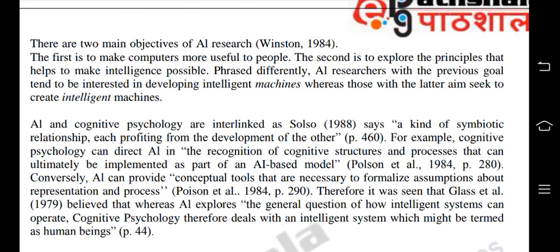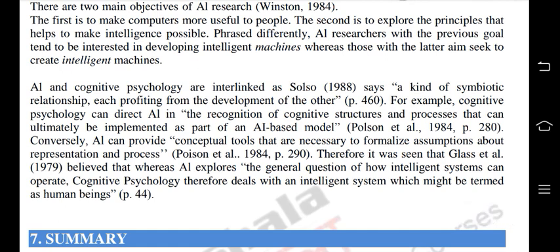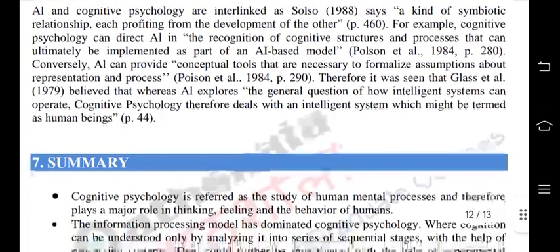AI and cognitive psychology are interlinked, a kind of symbiotic relationship, each profiting from the development of the other. For example, cognitive psychology can direct AI in the recognition of cognitive structures and processes that can ultimately be implemented as part of an AI based model. Conversely, AI can provide computational conceptual tools that are necessary to formalize assumptions about representation and process. Therefore, Glass et al. believed that whereas AI explores the general questions of how intelligent systems can operate, cognitive psychology deals with an intelligent system which might be termed as the human being.